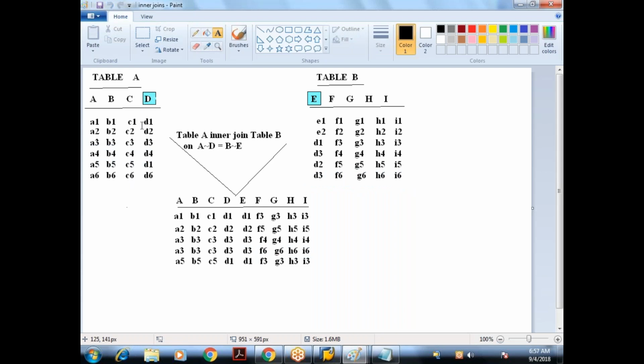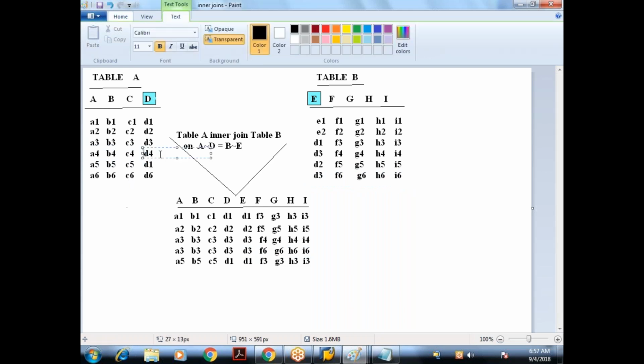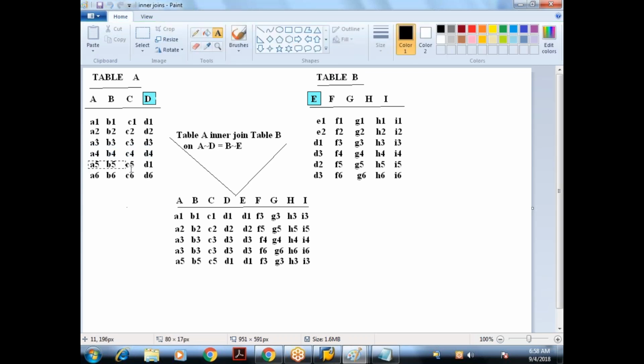Then what is the next row here? This one. What is the logically related field value? D4. Do we have any D4 in the right hand side table here? No. There is no matching row in the right hand side table. Since there is no matching row, it will ignore the left hand side row also. It will not consider the left hand side row. So this row will be ignored.